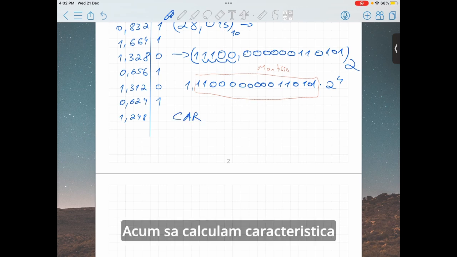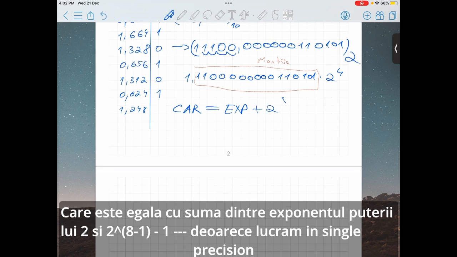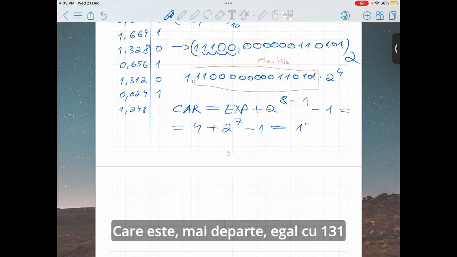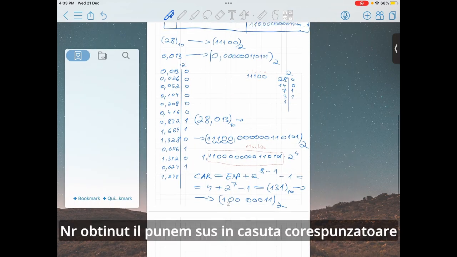Now let's compute the CAR. The CAR equals the exponent, which in this case is 4, plus 2 to the power of 8, because we are in single precision, so it is 8, minus 1, and here minus 1. So it is 4 plus this. It equals 131, which is in decimal here, but we want to have this result in binary, so the result will be the following.